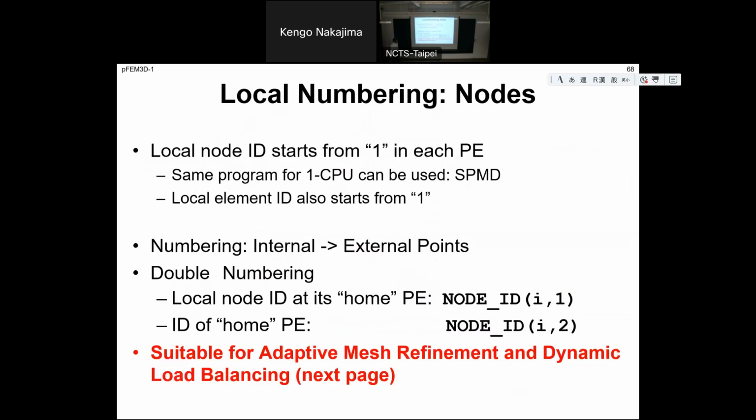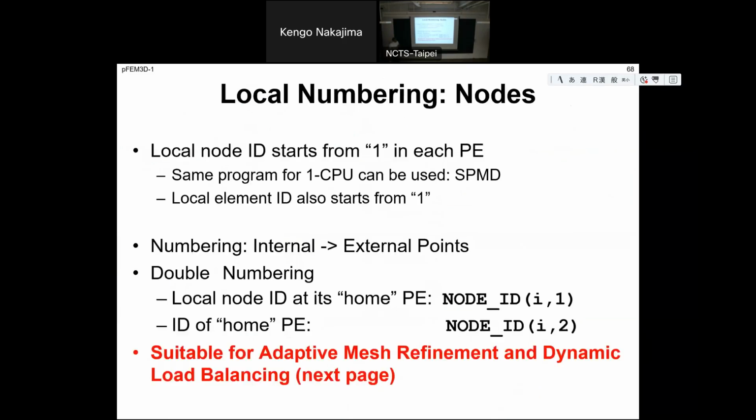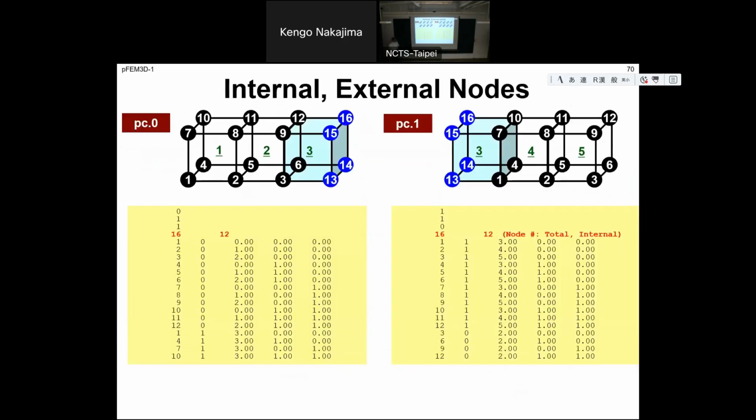Actually, we just apply this data structure, but don't actually use that. But this data structure is very suitable for adaptive mesh refinement and dynamic load balancing. So this kind of double numbering is a very flexible data structure, and if you want to develop this kind of code, it's very feasible. Okay, so I'll show you some details.